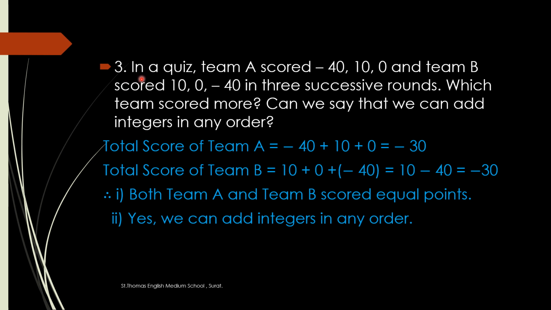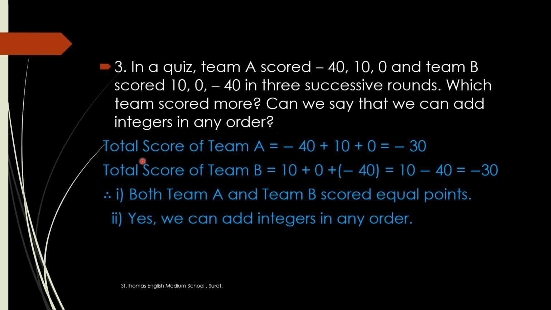Question number 3. In a quiz, Team A scored minus 40, 10, 0 and Team B scored 10, 0, minus 40 in 3 successive rounds. Which team scored more? Can we say that we can add integers in any order? So first we have to find which team scored more. So first we will find the total score of team A, then total score of team B, then we will compare which team scored more.